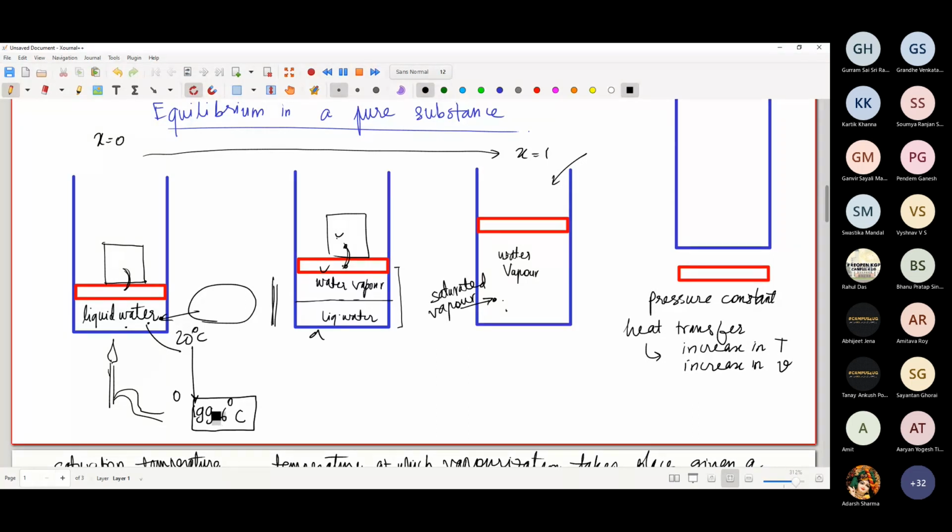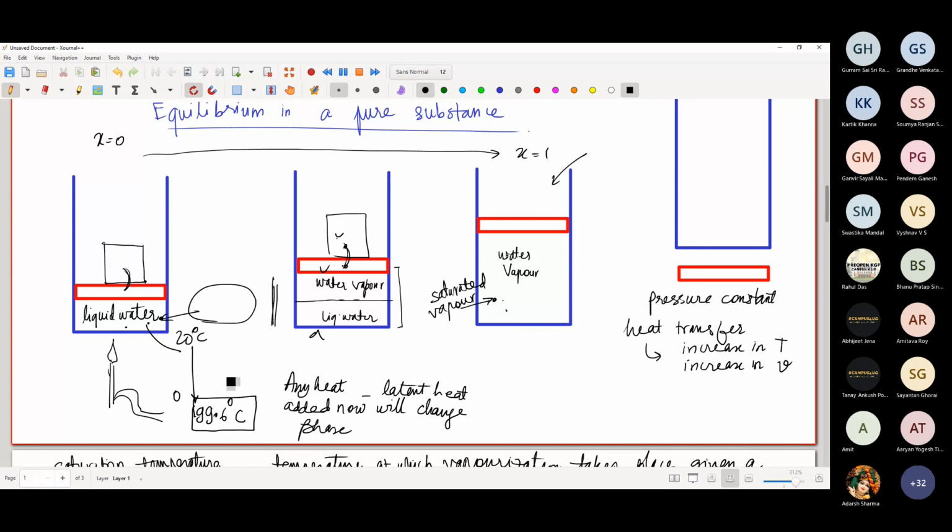Yes, I got it. Now any more heat addition to this liquid water at 99.6 degrees Celsius will not lead to a further change in the temperature, because now that heat absorbed will be used for changing phase. And that heat is known as the latent heat.